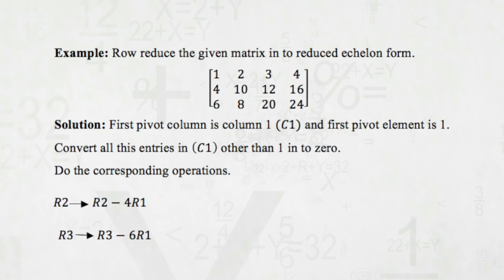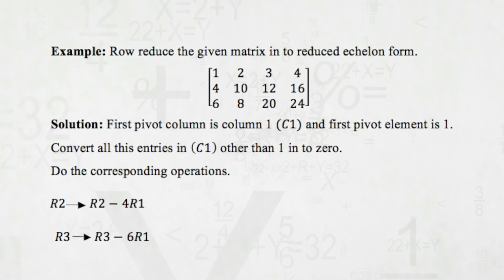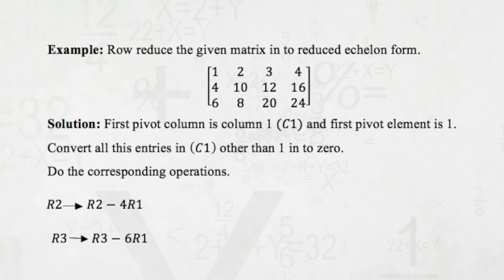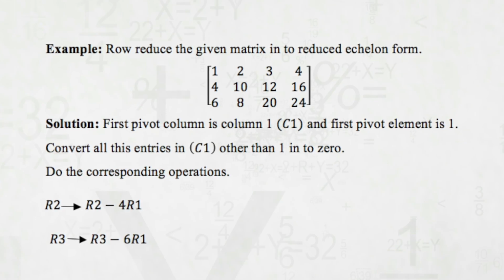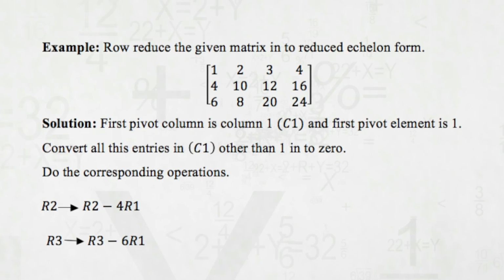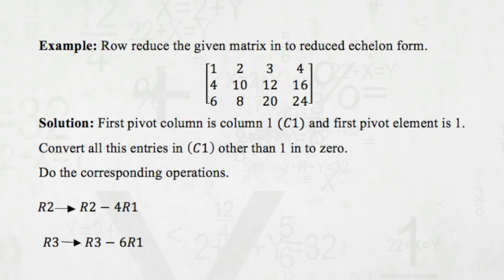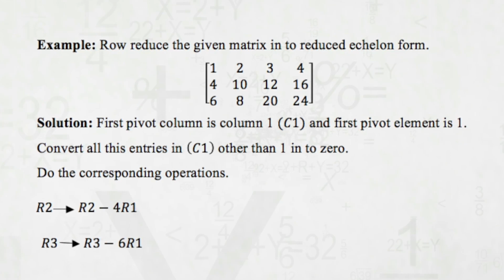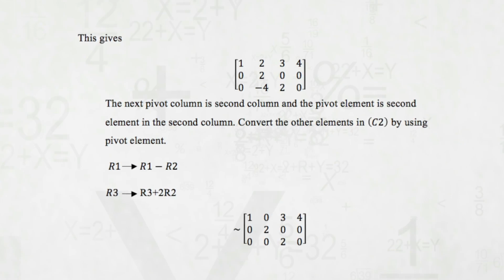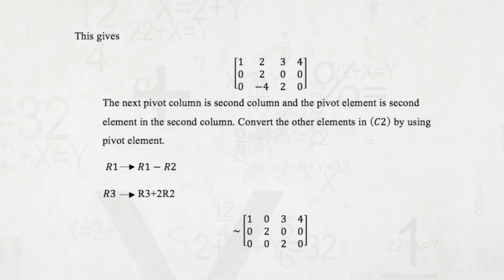So, the given matrix is 1, 2, 3, 4, 4, 10, 12, 16, 6, 8, 20, 24. We shall solve this. The first pivot column is column 1, that is C1, and the first pivot element is 1. Convert all the entries in C1 other than 1 into 0. Do the corresponding operations. R2 is changed to R2 minus 4R1 and R3 is changed to R3 minus 6R1. This gives us the matrix 1, 2, 3, 4, 0, 2, 0, 0, 0, minus 4, 2, 0.